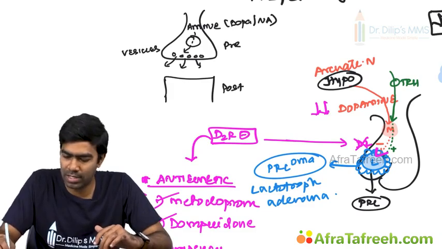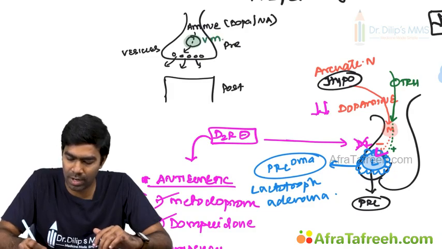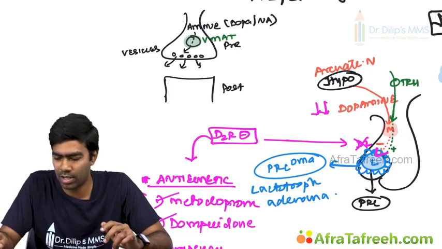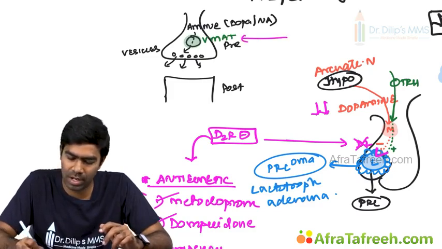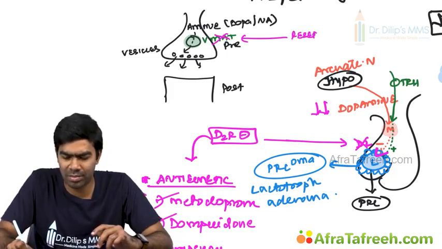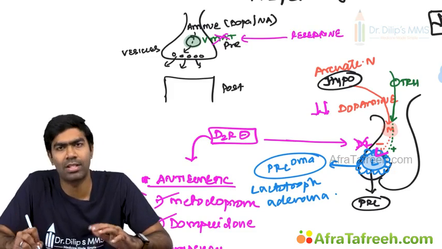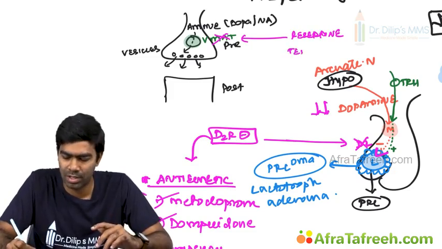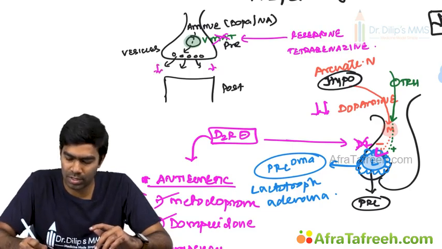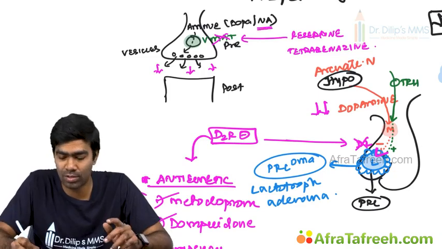Remember, this packaging into the vesicles is done by a protein called VMAT, the vesicle monoamine transporter. There are a lot of VMAT blockers. Some examples are reserpine and tetrabenazine. What they are going to do is reduce the release of these neurotransmitters. That is why they also reduce the release of noradrenaline.